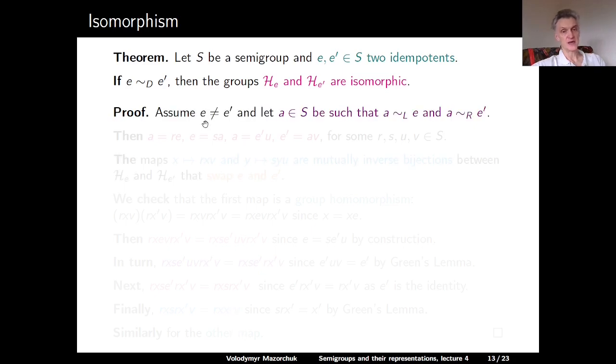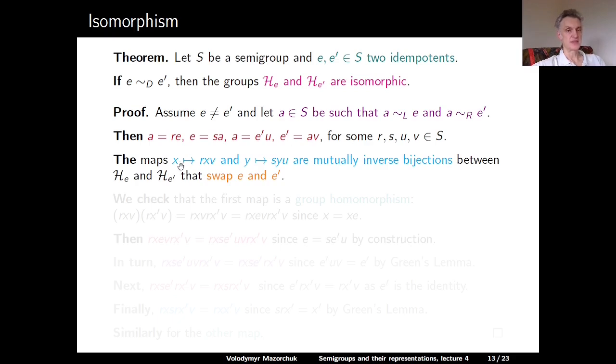Proof: of course we can assume that our idempotents are different, so let A in S be such an element that it is left equivalent to the first idempotent E, and it is right equivalent to the second idempotent E prime. Then there are elements R, S, U, and V in S upper 1, such that A is equal to RE, E is equal to SA, A is equal to E prime U, and E prime is equal to AV.